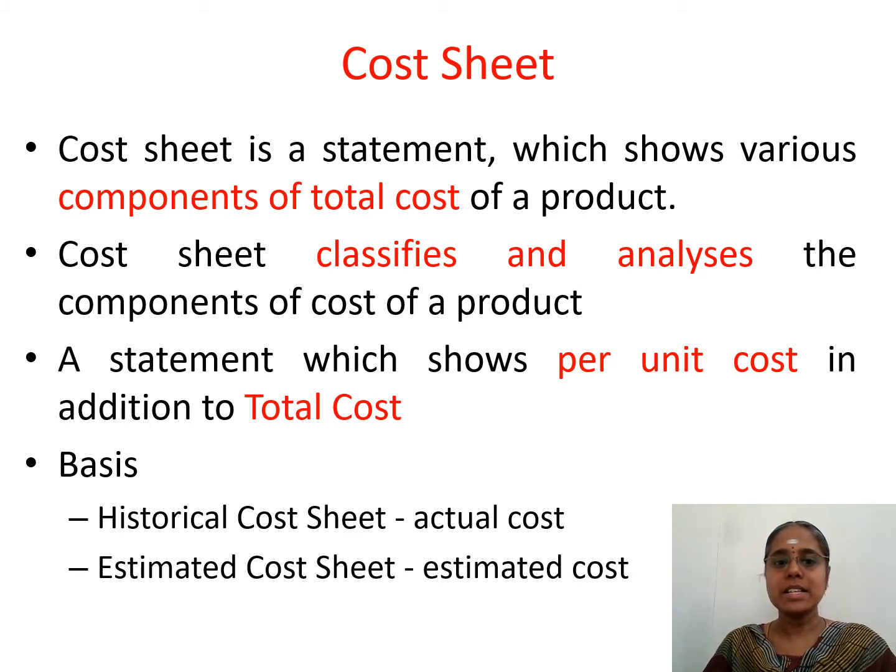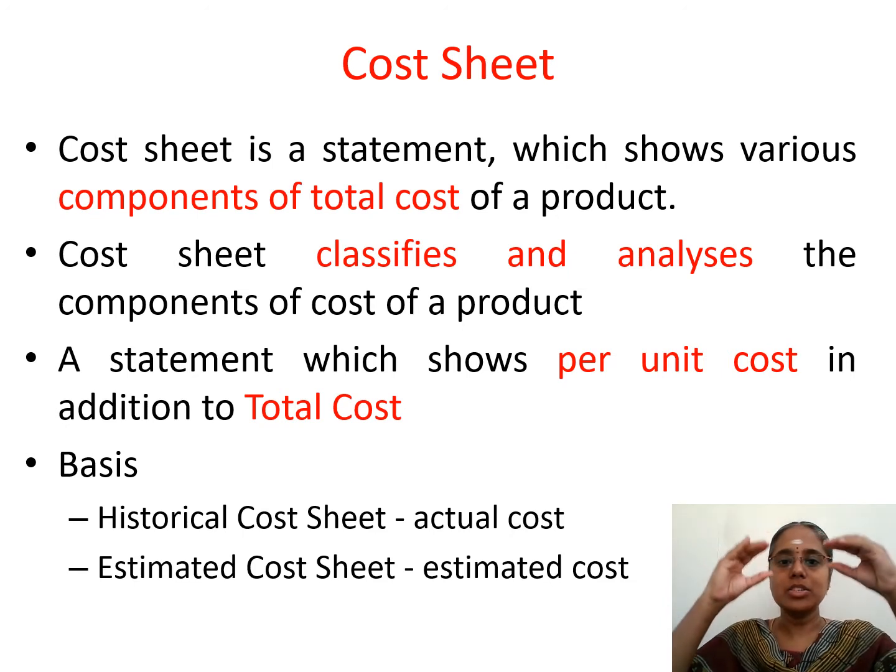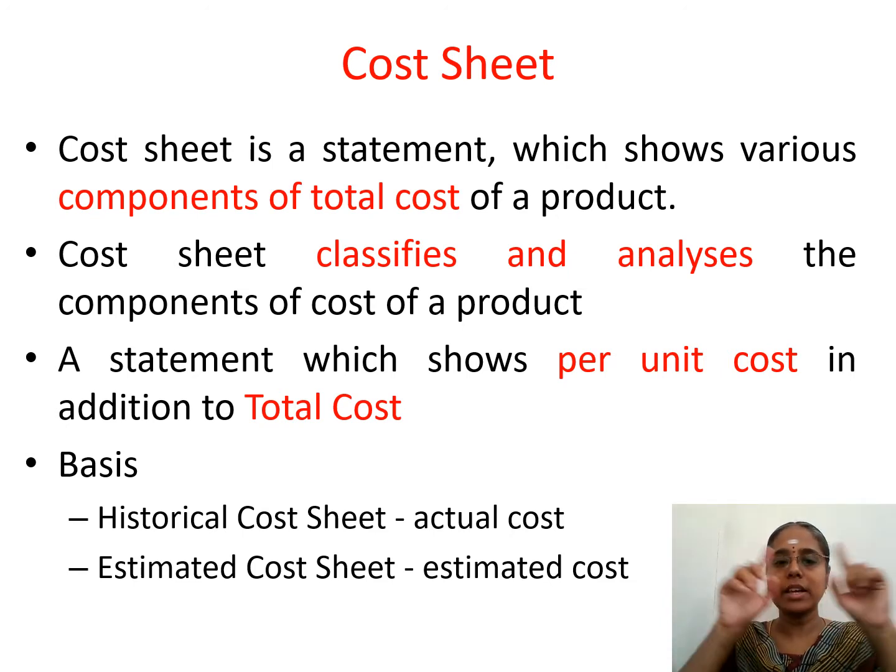So the cost sheet has various components. You have a total cost, and each component of the total cost can be viewed in the cost sheet, and it helps in analysis and seeing the various components in detail. And in each component you can also find the cost per unit. So this is the use of the cost sheet.